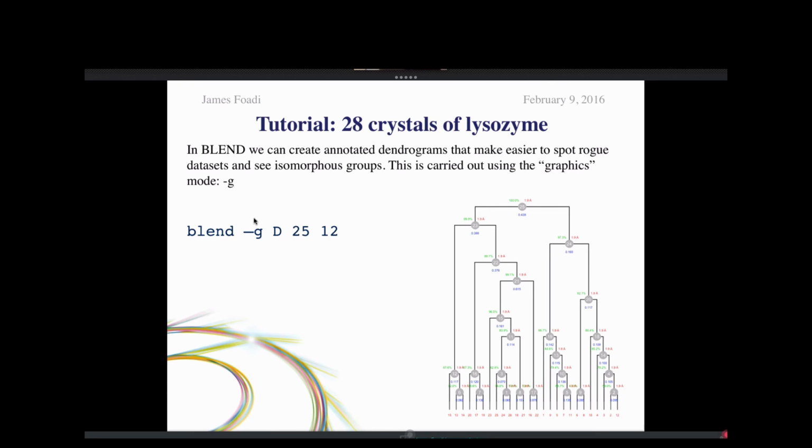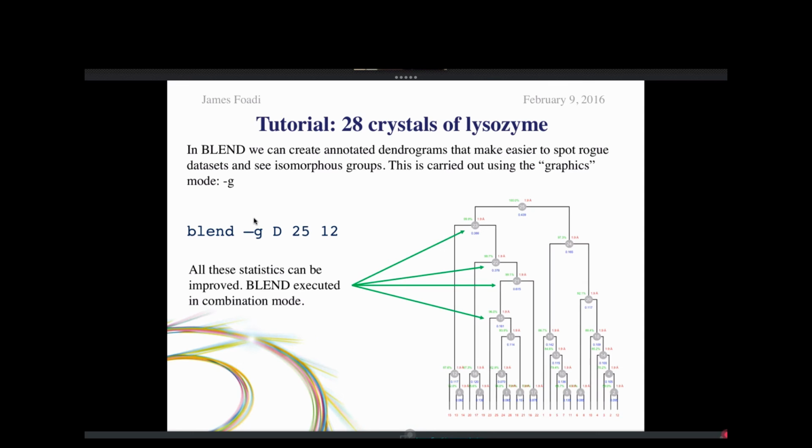In this example, we would like to display the whole dendrogram, and thus we focus on the top cluster, cluster 25, and choose to go down enough levels, 12, to reach its bottom. In the displayed annotated dendrogram, 3 numbers are written around each node. The blue number is the overall R-merge, the green number is the overall completeness, and the red number is the resolution as estimated with the CC-half greater than 0.3 criterion in Aimless.